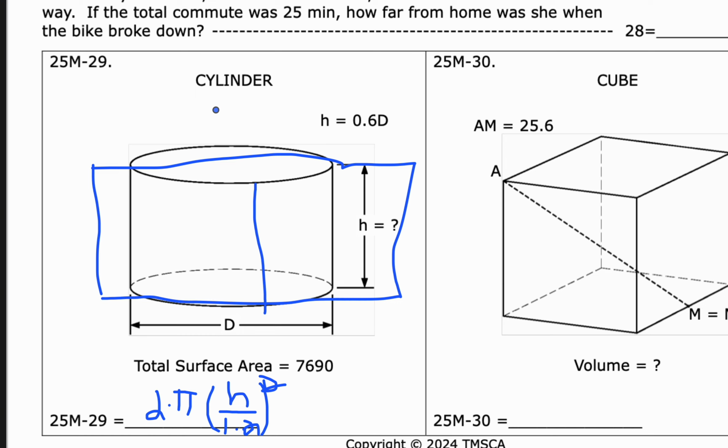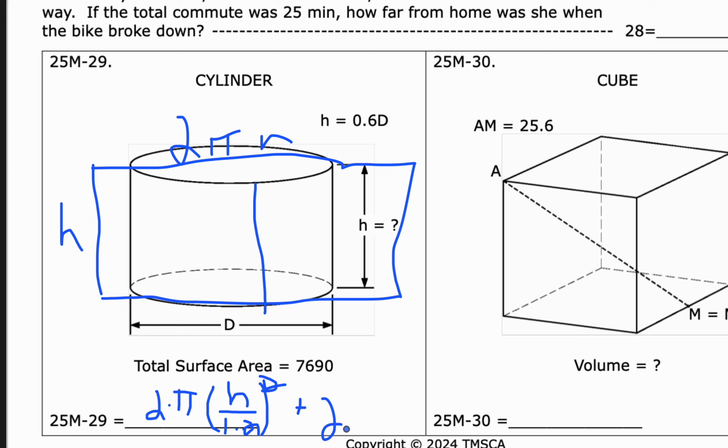and the width of that rectangle would be the distance around the circle, or the circumference. So that would be 2 pi times r. And again, we would write this in terms of h so that when our solver gives us our answer, we just get h right away.